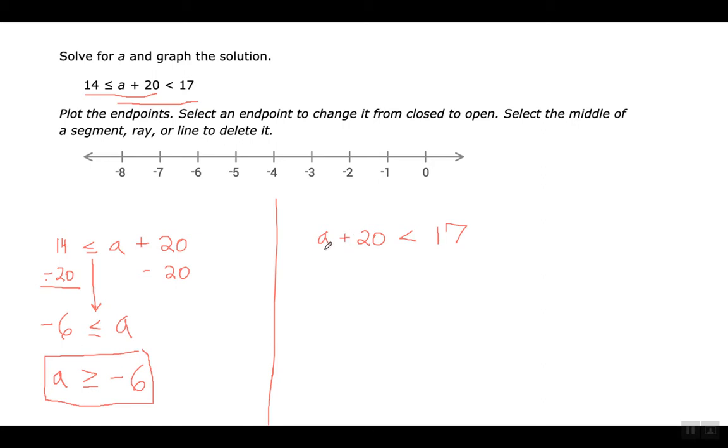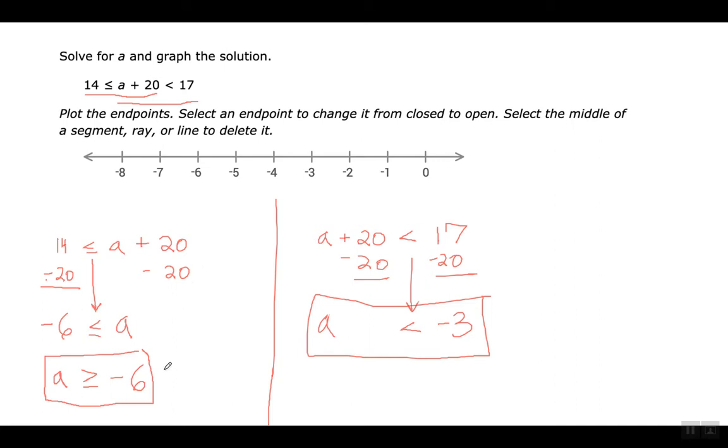Alright, so again, you want to get A by itself, so I'm going to get rid of that 20 by doing minus 20 to both sides. Le resto 20 a los dos lados. So that gets rid of this 20 here. I bring down the sign, and over here I got negative 3. So A is less than negative 3. A is a number, you don't know what it is, but it's less than negative 3. A es un número, no se sabe lo que es, pero es menos que negativo 3.